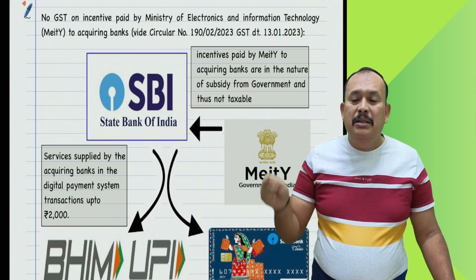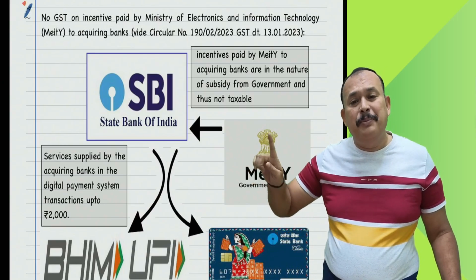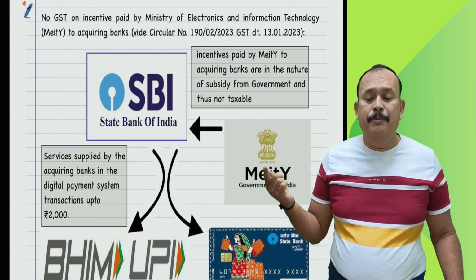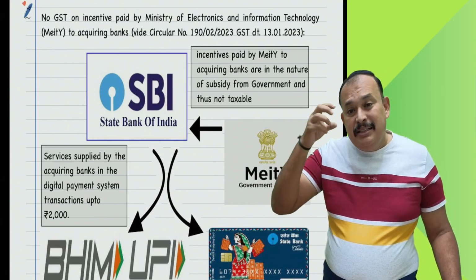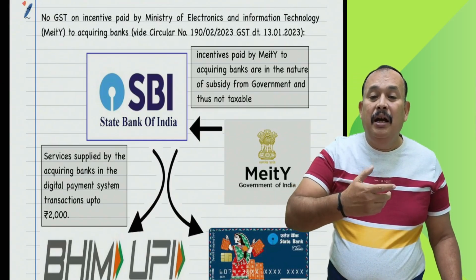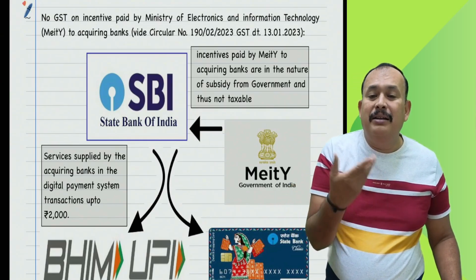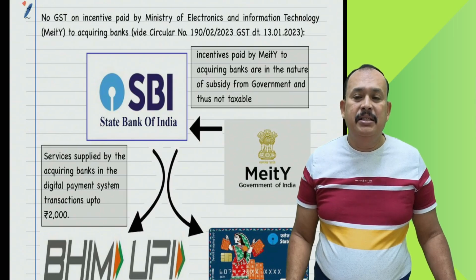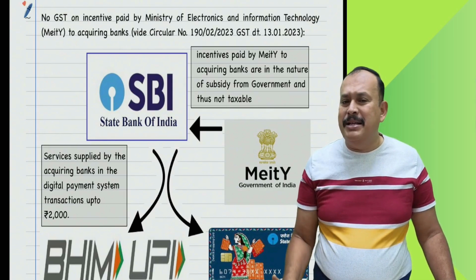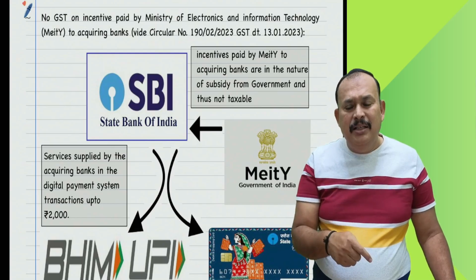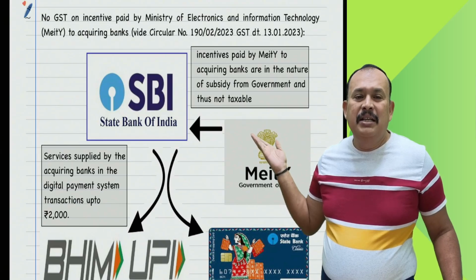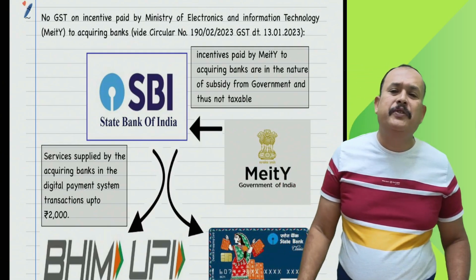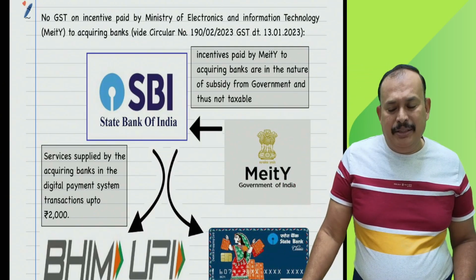That means State Bank, for example, received a subsidy from the Ministry of Electronics and Information Technology, and they are providing the services of the Bheem or UPI app or the RuPay payment freely to the customers. In that case, is such a subsidy received from the government taxable in the hands of the SBI? No, said CBIC in its circular. No GST on incentive paid by the Ministry of Electronics and Information Technology to acquiring banks.